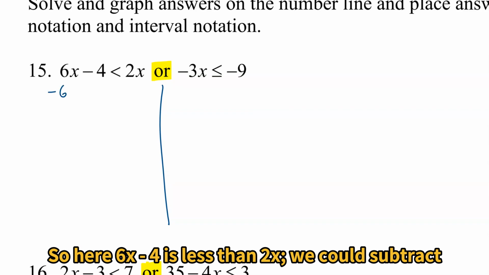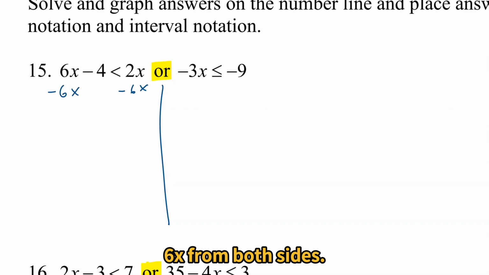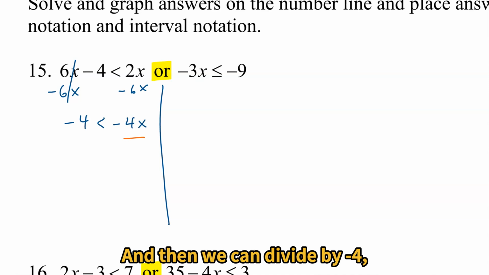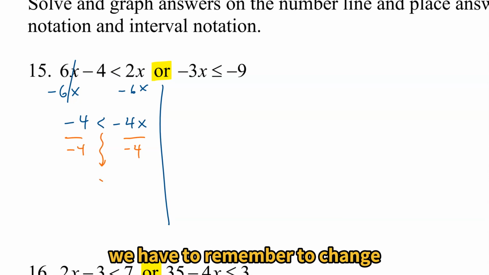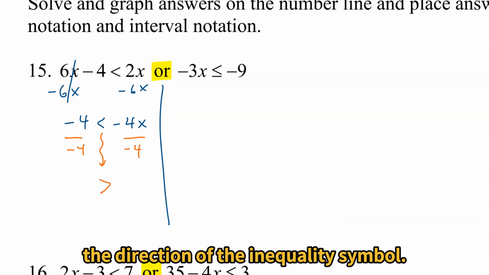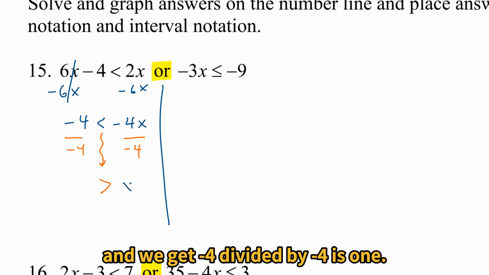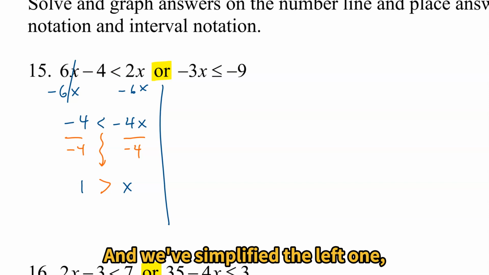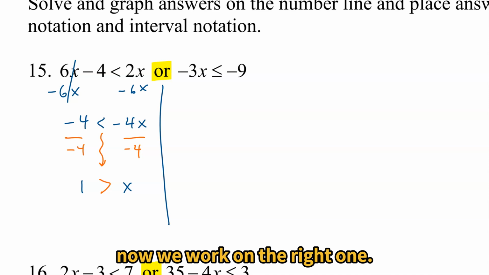We could subtract 6x from both sides, and we'll get negative 4 is less than negative 4x. And then we can divide by negative 4, but if we divide, we have to remember to change the direction of the inequality symbol, and we get negative 4 divided by negative 4 is 1, so we get 1 is greater than x, and we've simplified the left one. Now we work on the right one.